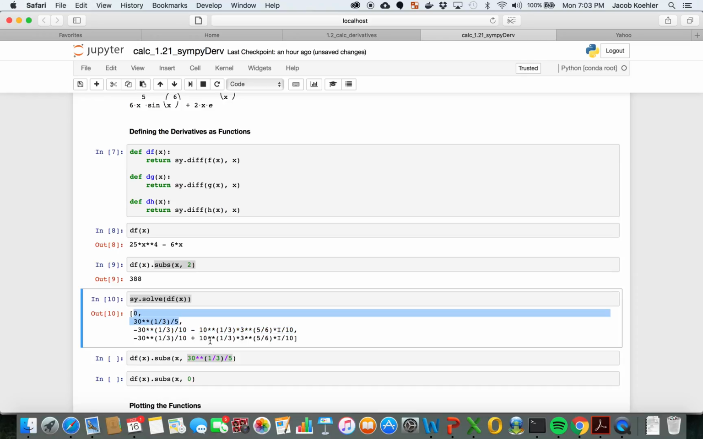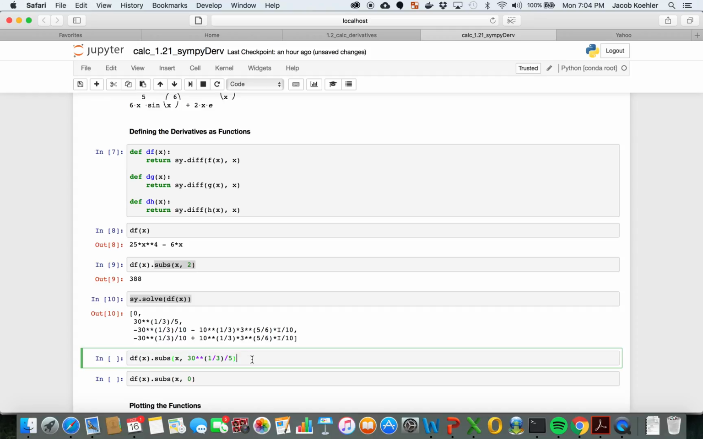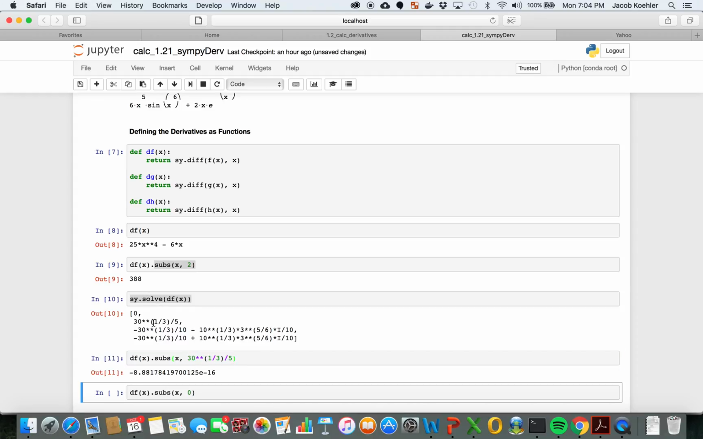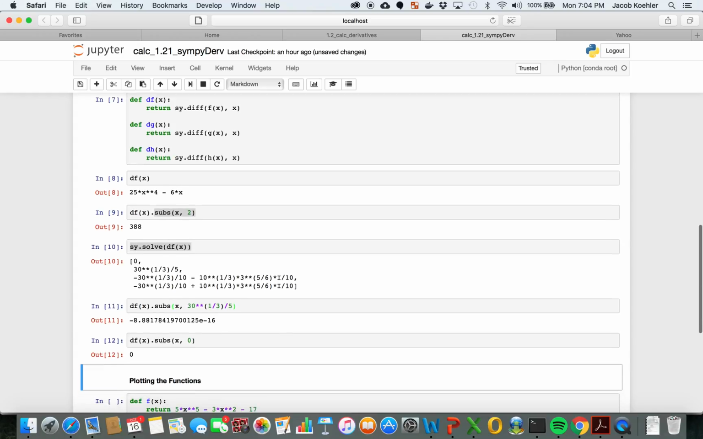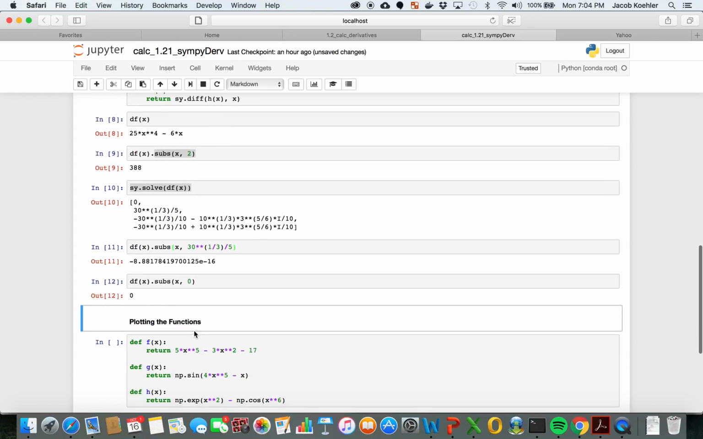And if I want to check, I can just go ahead and substitute these values into the derivative. It should give me zero or something fairly close to zero. Sure enough, for this, the cube root of 30 over 5, I get an incredibly small number. And at x equals zero, I get zero. Again, I just substituted the values that SymPy told me where the derivative is equal to zero back into the equation to check to see that these were zero.